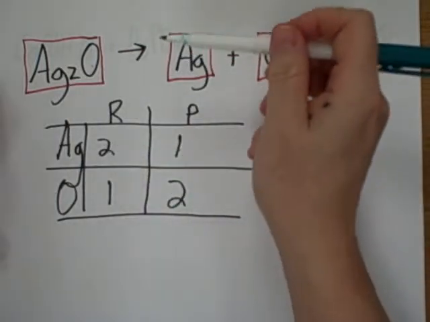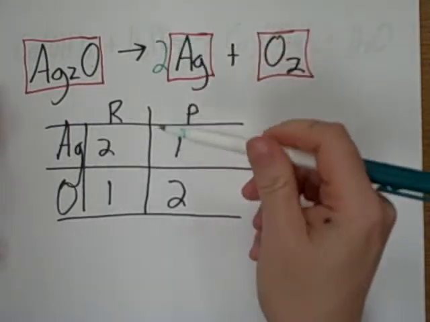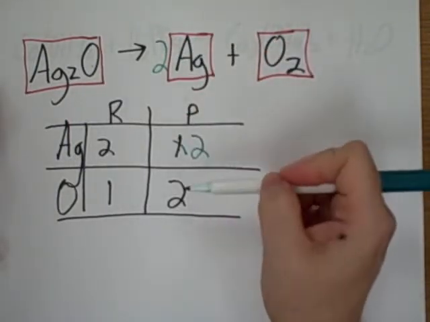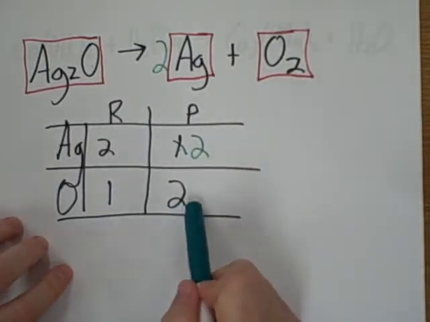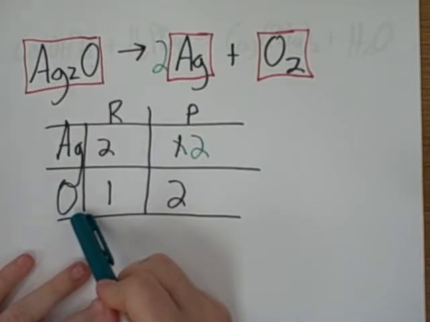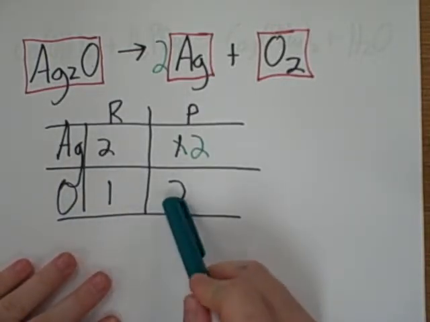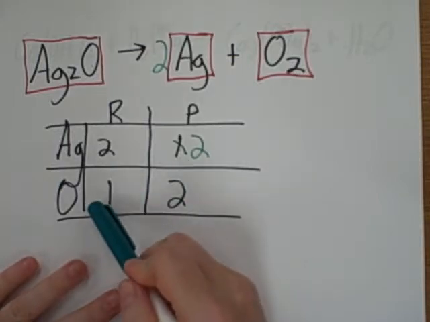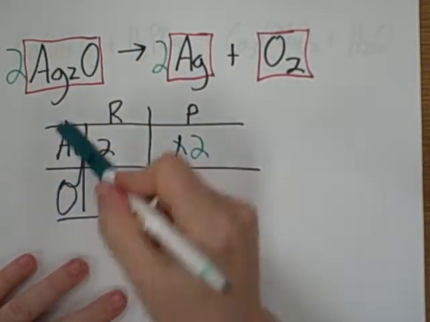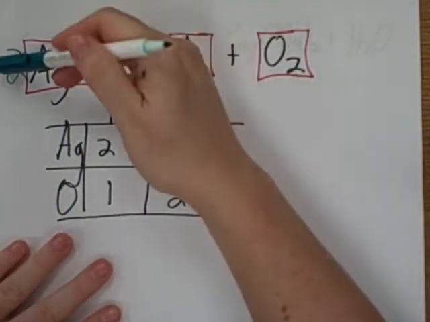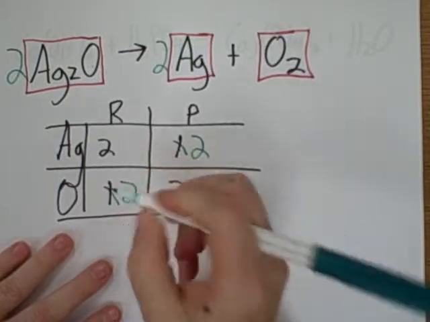So in order to get that balanced, we need to put a 2 in front of the silver on the product side, which brings that up to a 2. Now that balances. Now we need to balance what is on the reactant side for the oxygen. So here we have 1 and 2 here. So we have to double it. So we put a 2 in front of this compound because that's where the oxygen is. So by doing that, we double the oxygen from 1 to 2.